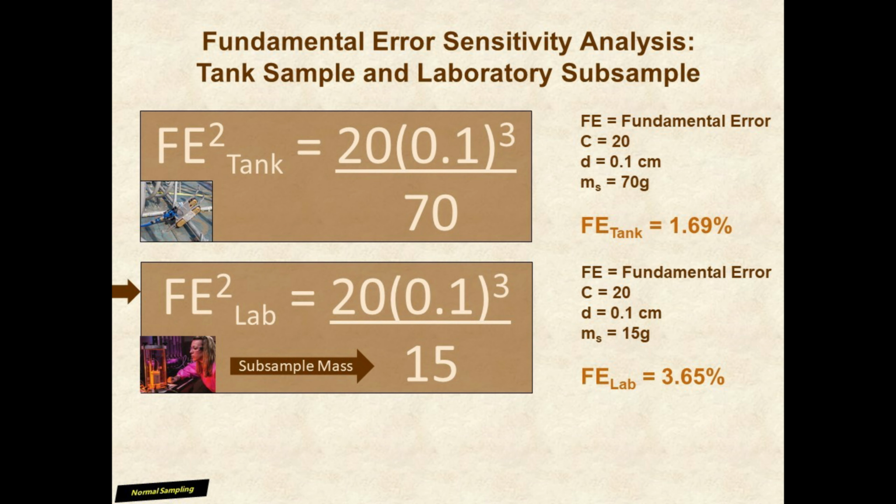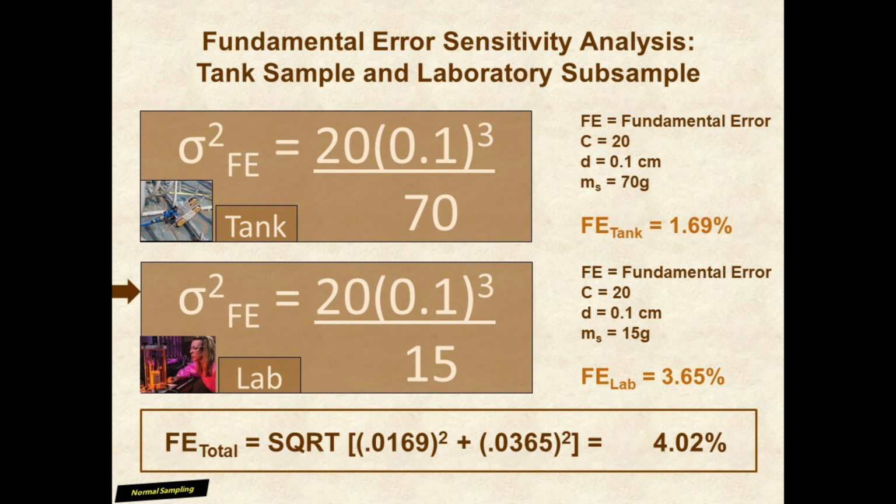Moving to the laboratory subsample fundamental error, we see the top portion of the equation remains the same. However, for the lab sample, we use the subsample mass of 15 grams in the denominator. This results in a fundamental error of 3.65%, which is more than twice as high, but remains below the target error goal and matches the value on the previous slide. Adding the tank and lab fundamental error variances and taking the square root, we obtain a total fundamental error of 4.02%, still below our goal of 5% error. Thus, our fundamental error goal is met for both the initial tank ISM sample and the laboratory subsample.